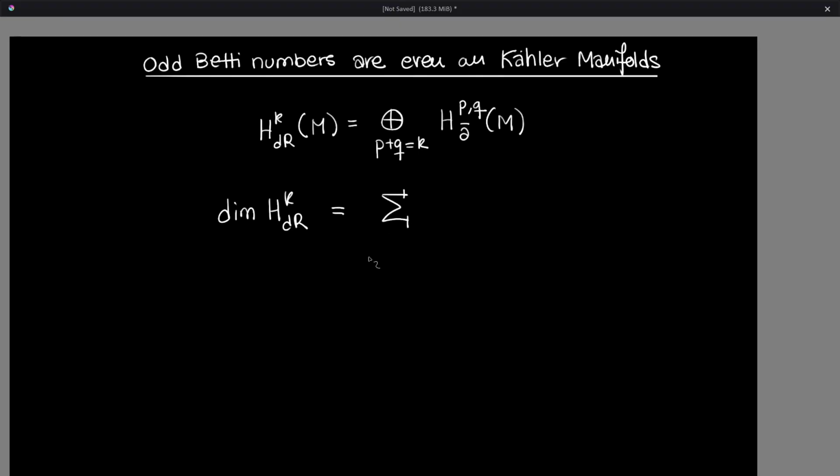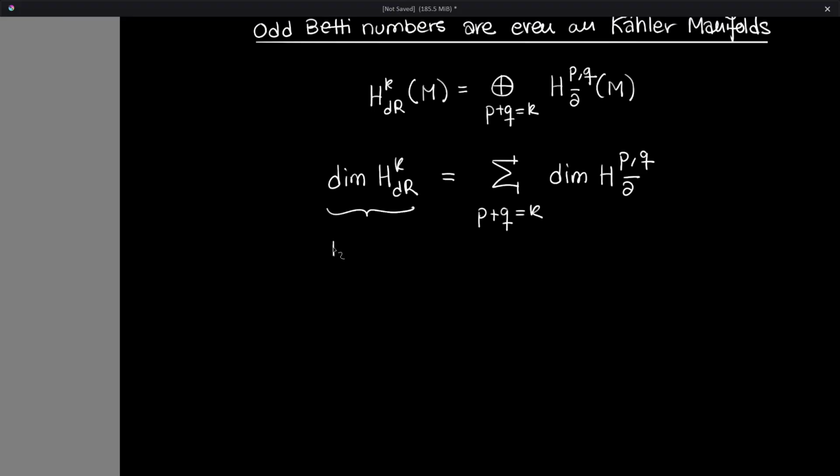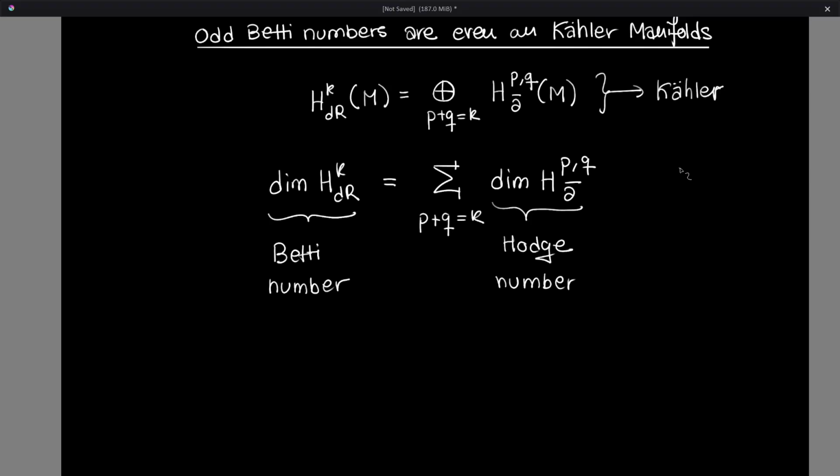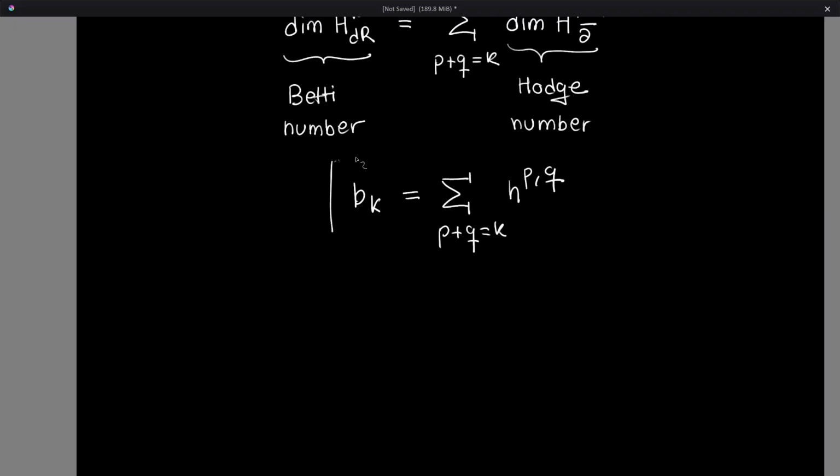Well, now let's write the sum like this: p plus q equals k, dimension of H^{p,q}_∂̄. So this is a Betti number, right? Because it's the dimension of a de Rham cohomology group, a Betti number. And this is a Hodge number because it's the dimension of a Dolbeault cohomology group. But this is only true on a Kähler manifold, right? So this result is still specifically Kähler. So we call that b_k is equal to the sum of p plus q equals k of h^{p,q}. So this is true for Kähler manifolds.